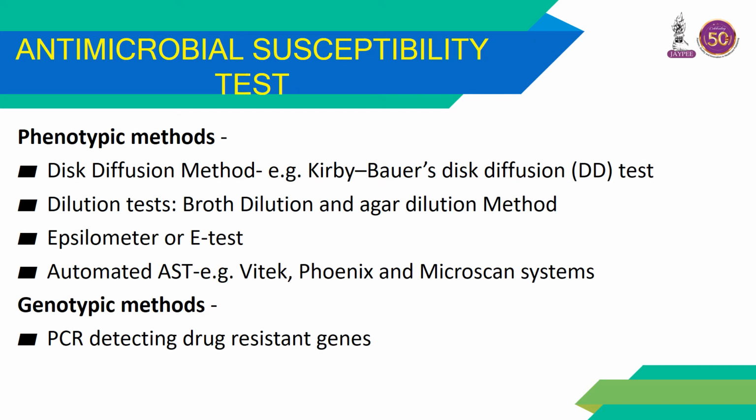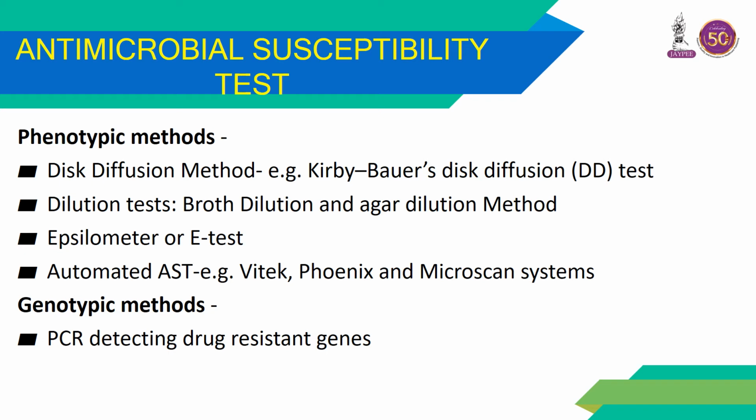Now what are the various methods for doing this test? You should just know the names. First is the disc diffusion method, which we are going to see in detail. Second is the dilution method, that is broth dilution and agar dilution method. Third is the epsilometer or E-test. And fourth is the automated AST.